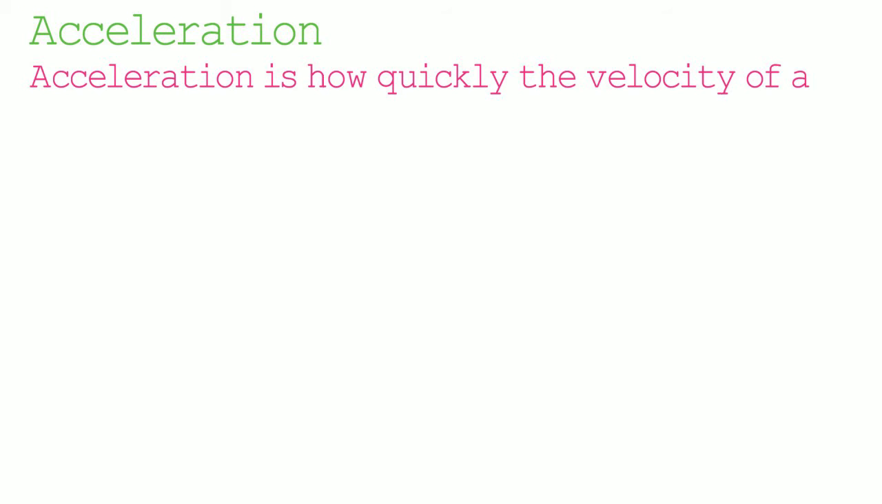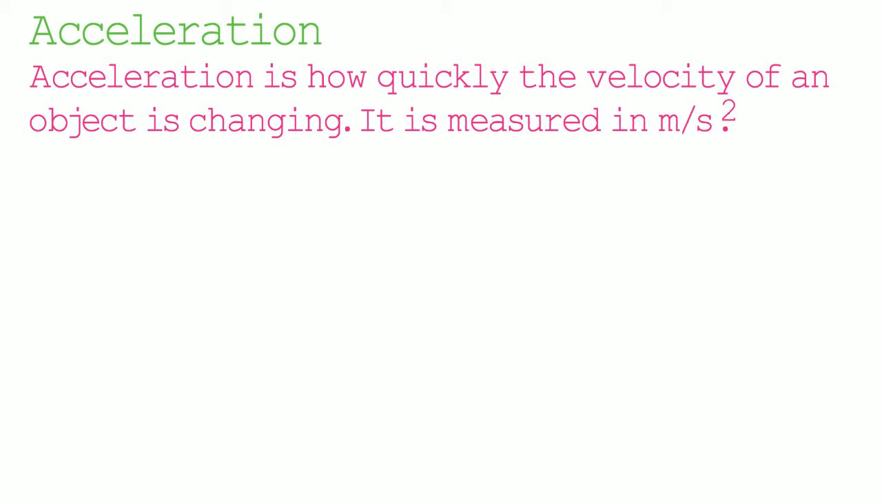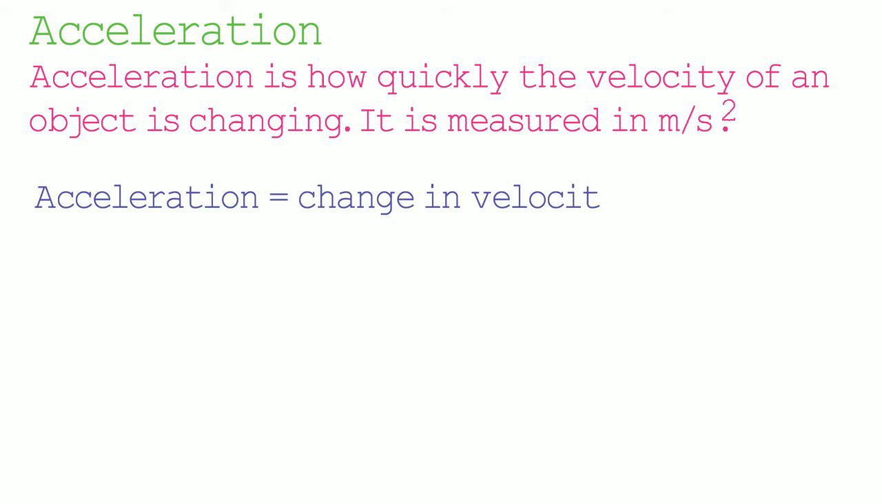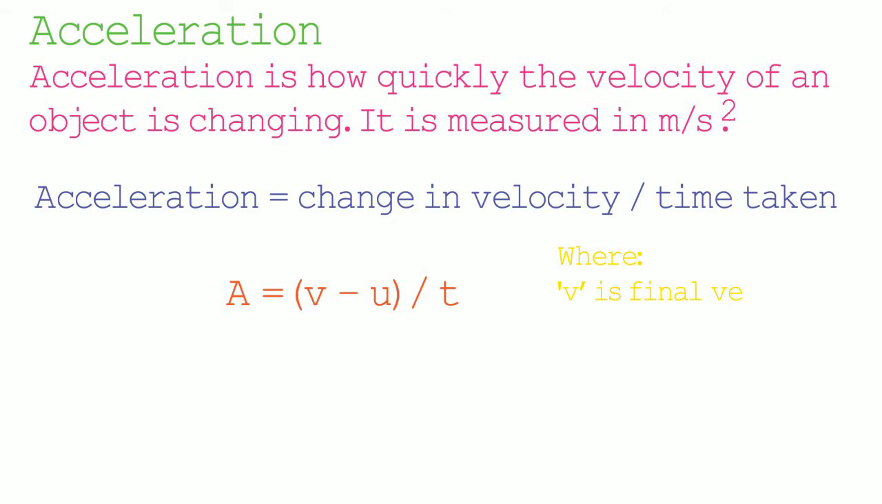We're now going to look at acceleration. Acceleration is how quickly the velocity of an object is changing. It is measured in meters per second squared. It is worked out by using the following formula. Acceleration equals change in velocity divided by time taken. We work out the change in velocity by doing the final velocity, which we're going to denote as v, minus the initial velocity, which we're going to note as u. So we do v minus u, and that gives us the change in velocity.